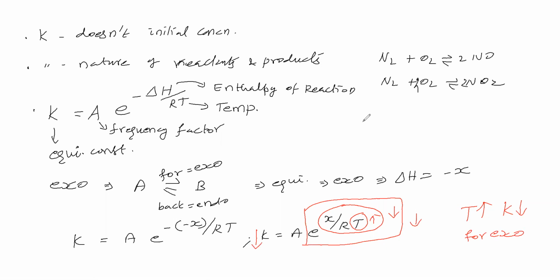If it is endothermic, how will it be? Opposite: as temperature increases, equilibrium constant increases. So for endothermic, as temperature increases, equilibrium constant increases. For exothermic, as temperature increases, equilibrium constant decreases. That means equilibrium constant depends on temperature. Now we will take two different temperatures and see how the equilibrium constant will be there.